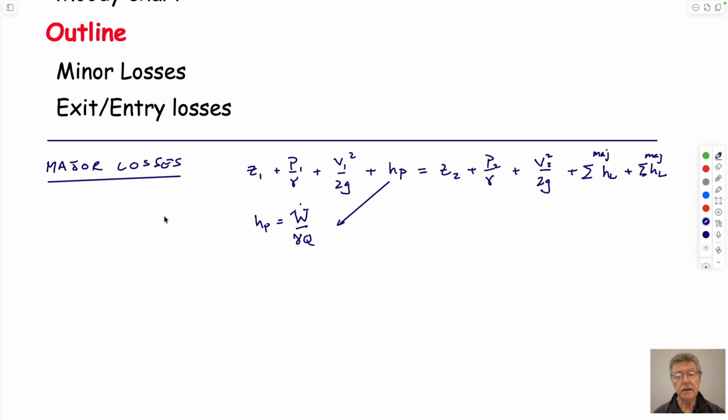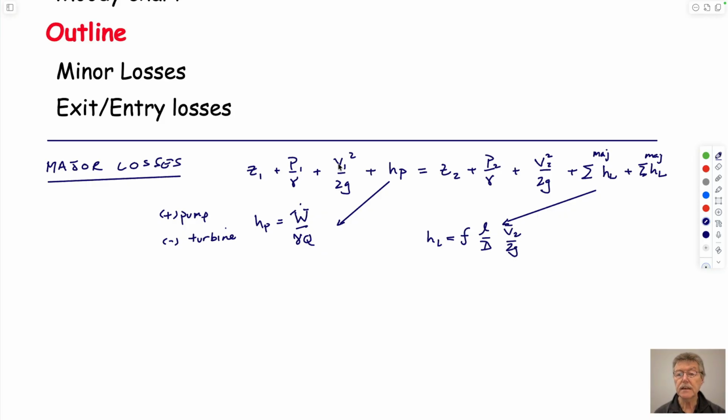Pump losses, positive pump, negative turbine. And this is uppercase W. This is power. Sometimes we've called it uppercase P. And these two components are what we spent our time on last time: the major losses are for pipes, and it's equal to a friction factor multiplied by length of the pipe over diameter, and V squared over 2g.